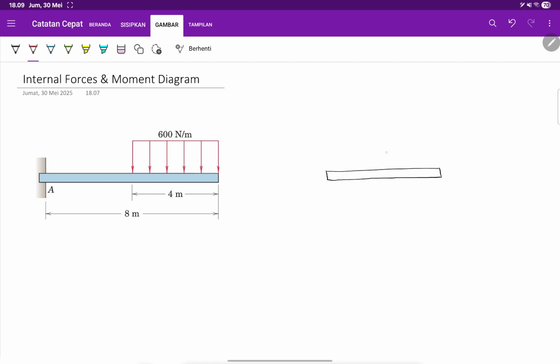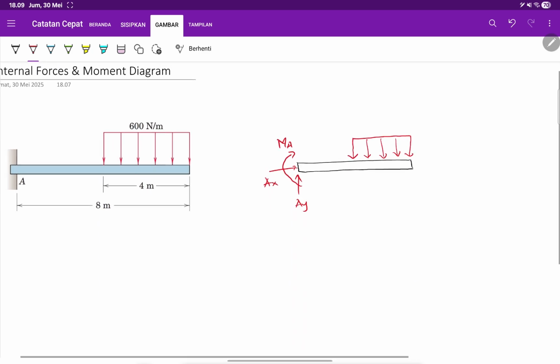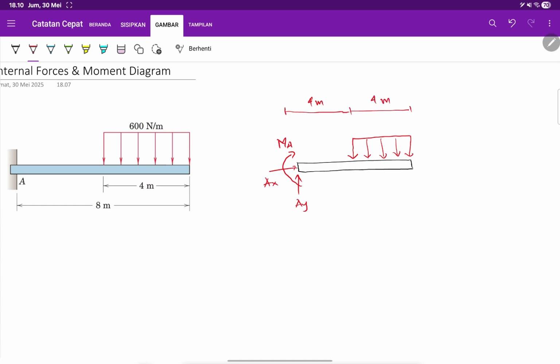So this is the distributed load, right? And the length is 4 meters. Total length is 8 meters. At point A, we have this, what we call AY. This is AX, and this is MA. Yeah, this is the reaction moment. Okay, so this is 4 meters, and this is also 4 meters. I think it's complete now, right? That's how you draw the free body diagram.